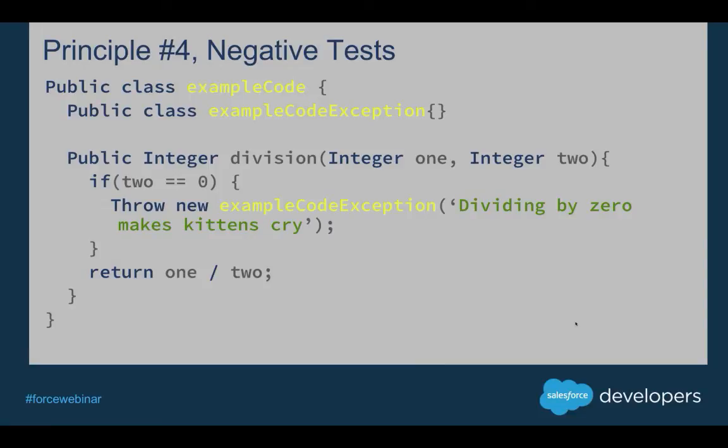We've got our example code class, and we've got an example code exception. Instead of the add method, we're going to use division, and we're going to take 2 integers in, and we're going to say if my second integer is 0, we want to throw an example code exception and give it the message of "dividing by 0 makes kittens cry." If that is not the case, then we're just going to return 1 divided by 2. That's an example of code we can test with a negative test, and when we do that, it looks like this.